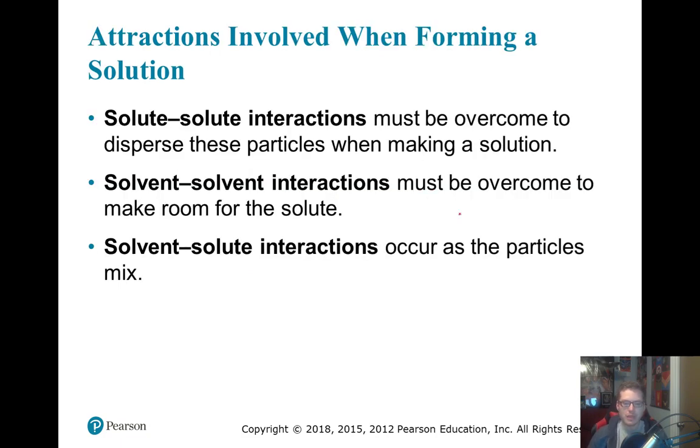So whenever you're making a solution, there are three different attractions that you have to keep track of. There's the solute-to-solute interactions. For example, we'll just talk about sodium chloride because it's a pretty easy example. The solute-solute interactions would be the sodium chloride bonding to itself, so those electrostatic bonds that are keeping those ions together. And in order to make a solution, you have to be able to break up those interactions.